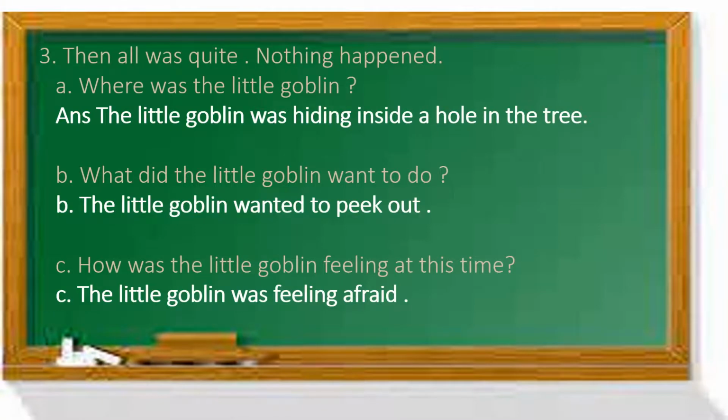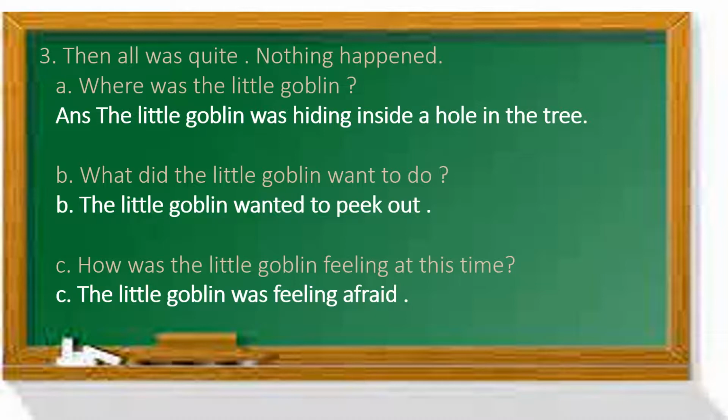So children, let's do question 3. Then all was quiet, nothing happened. A. Where was the little goblin? So children, then all was quiet, nothing happened. At that time, where was the little goblin? So the answer is, the little goblin was hiding inside a hole in the tree. When the goblin was scared, he started running and he saw a hole in the tree. At that time, the little goblin was hiding inside a hole in the tree.